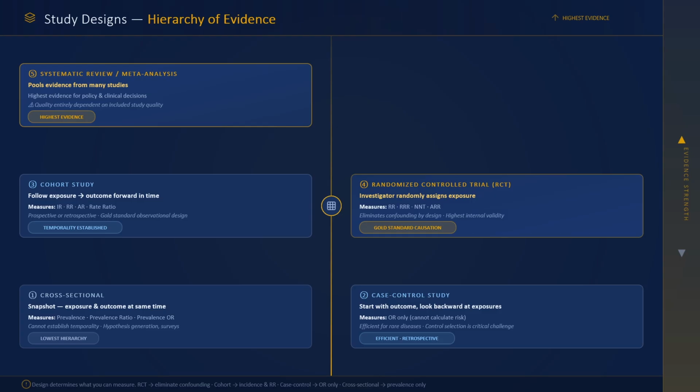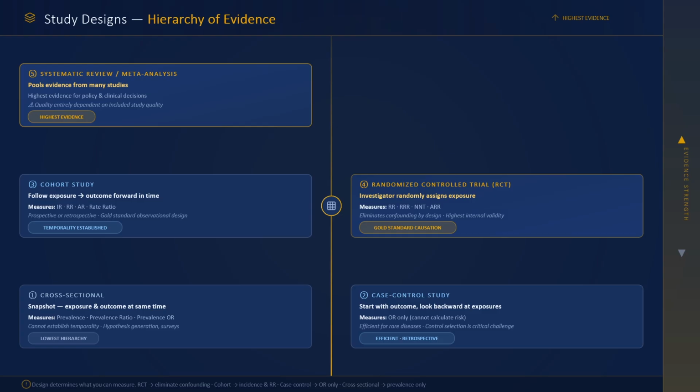Third, cohort. Follow exposure forward to the outcome. Now you get incidence rate, risk ratio, rate ratio, attributable risk. Temporality is established. This is the gold standard observational design. Fourth, the randomized controlled trial. The investigator assigns exposure, which eliminates confounding by design and gives you the highest internal validity. Measures include risk ratio, relative risk reduction, absolute risk reduction, and number needed to treat.